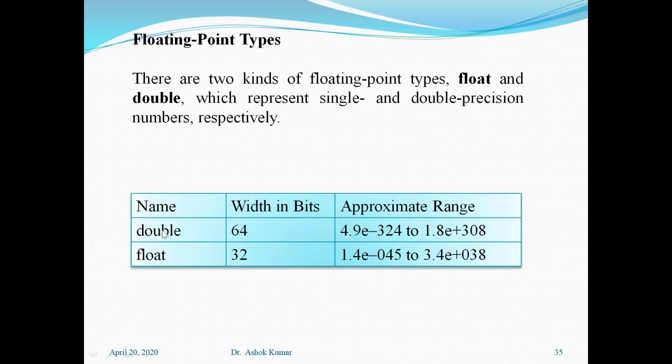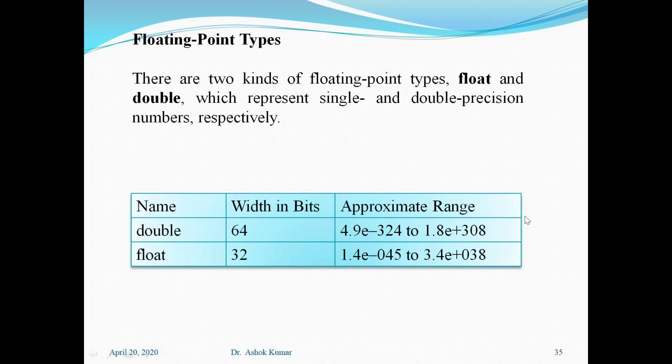And if you use a double type variable, then that variable will be allocated 64 bits or 8 bytes of memory, and that variable can store any value between this and this range.